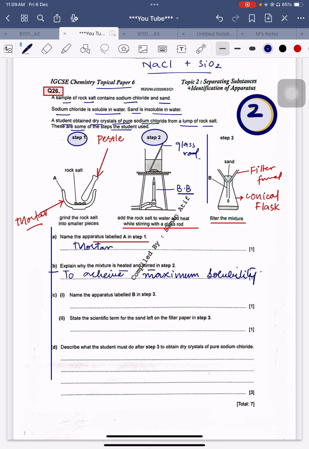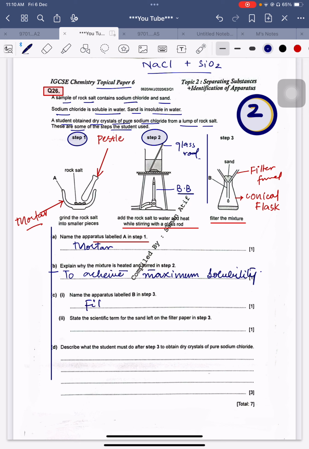Name the apparatus labeled B. It is called a filter funnel, which I have already written here, so you may write this over there. Please, I am telling you again and again, whenever the examiner asks you a question, you are not allowed to write on the question paper beyond the given spaces. I have written this only for the explanation. You have to write your answer over there. Many times the paper is scanned, and the examiner will not be able to look at this. He has to look at the answers in the given spaces only. So please write the answers in the given spaces. And what is part C? It is called the filter funnel.